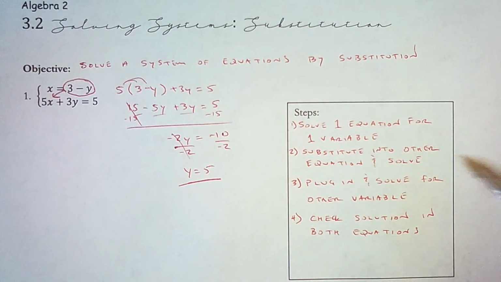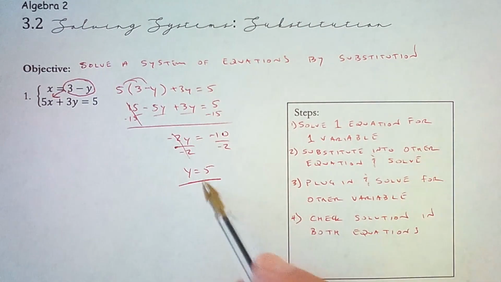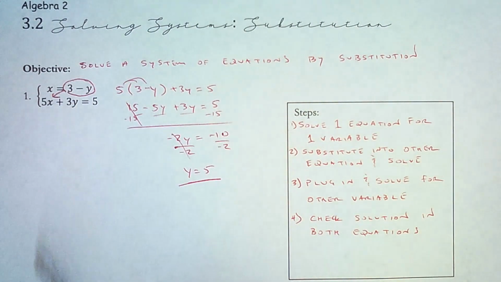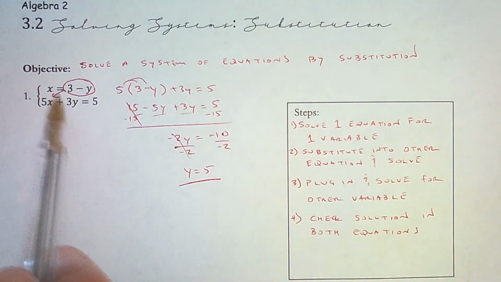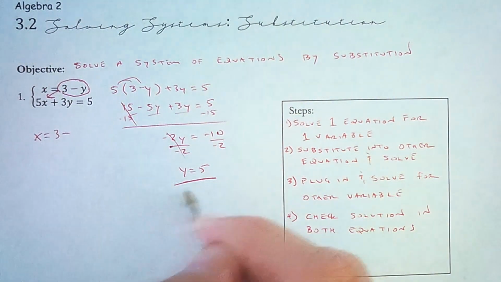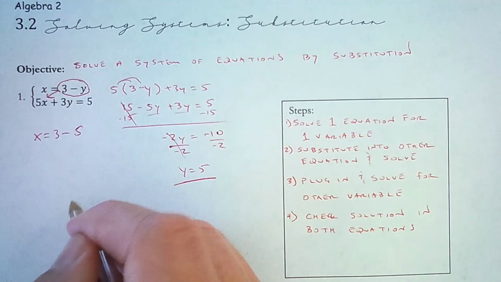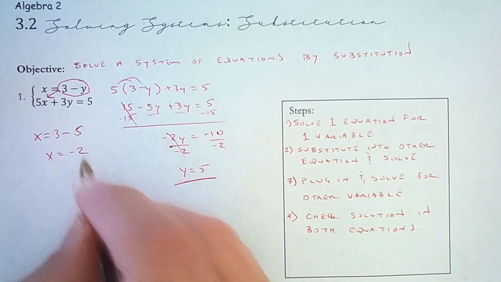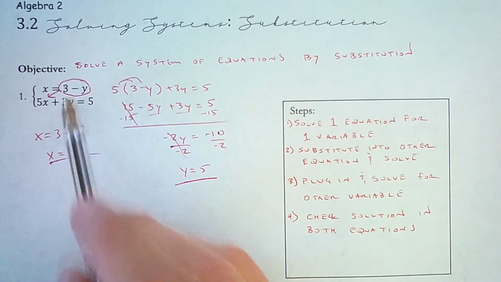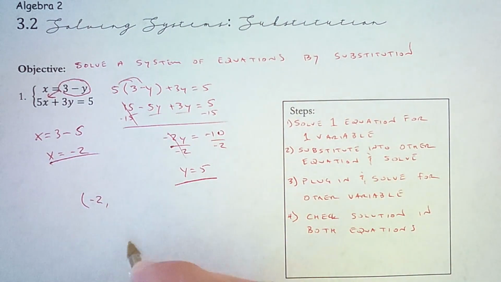And then I move on to the next step, plug in and solve for the other variable. So I take this value and I plug it into either one of these two equations to solve for the other variable. The top one looks easiest, so I'll go with that one. x equals 3 minus y, and y is 5. So x equals negative 2. So I'm saying that these two lines, if I graphed them, would intersect at the point negative 2, 5. So that is my solution.